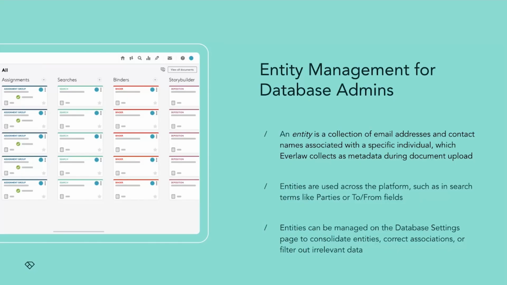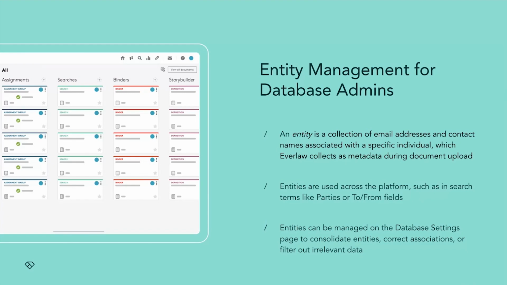So with my current email, which is my first and last name, and my previous email, which is my first name and last initial, both of those email iterations are going to be captured under my single entity. This is going to make it easier for you to find and understand all of my email communications, whether they came from either one of those addresses. Entities are used across Everlaw.